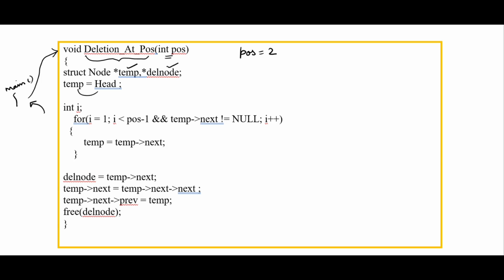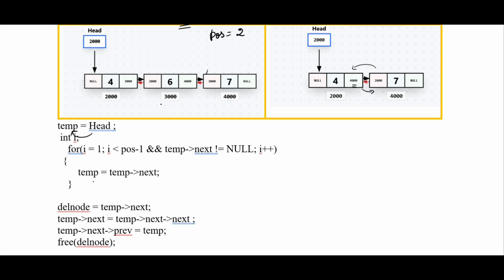For traversing, first the assignment temp is equal to head. Now I will discuss this part with the help of the diagram. The second position element is to be deleted, so I have to traverse, but here position minus 1 is 1, and 1 is not less than 1. Here itself the condition fails, because I am already present here, and the next element is the one I am going to delete. So no need to traverse. The whole traversing part is skipped.